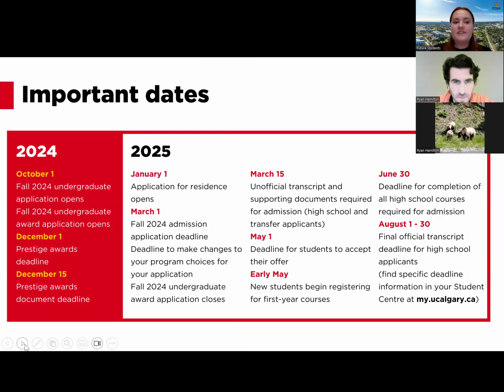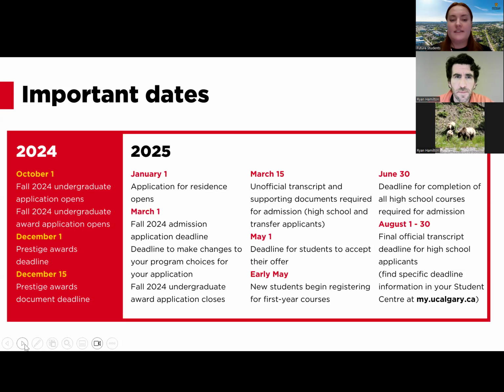And then these are just some important dates that we have. The 2024-2025 calendar year here, this is for our 2025 fall intake. The only date that's missing on here is our international application is going to open on August 1st. So if you're an international student with us today, your application is going to open on August 1st. For our domestic students, it's going to open on October 1st.